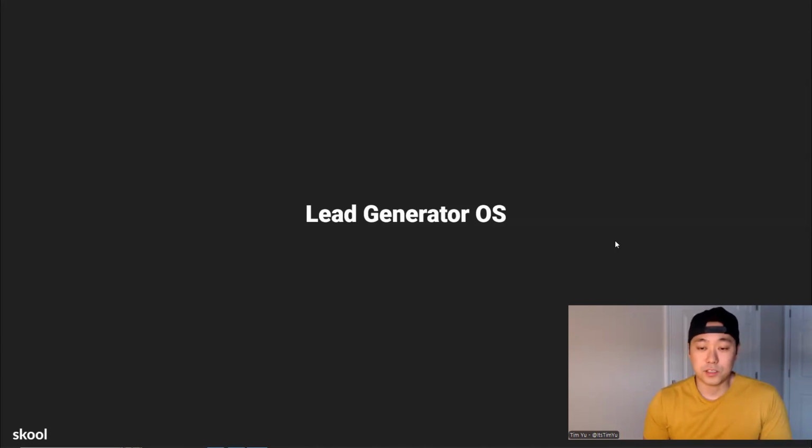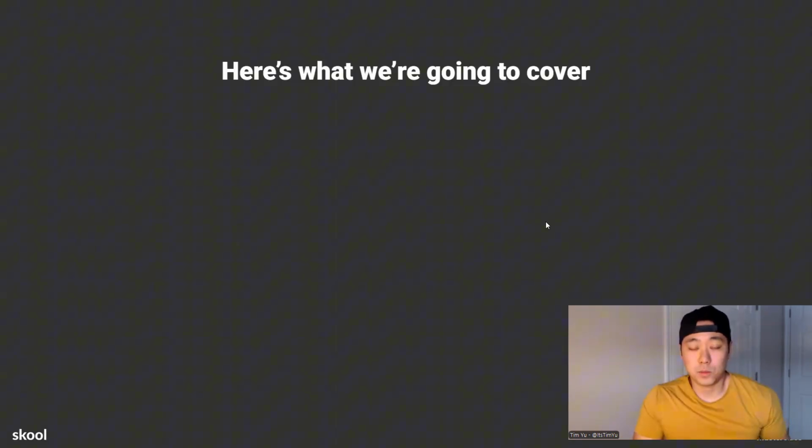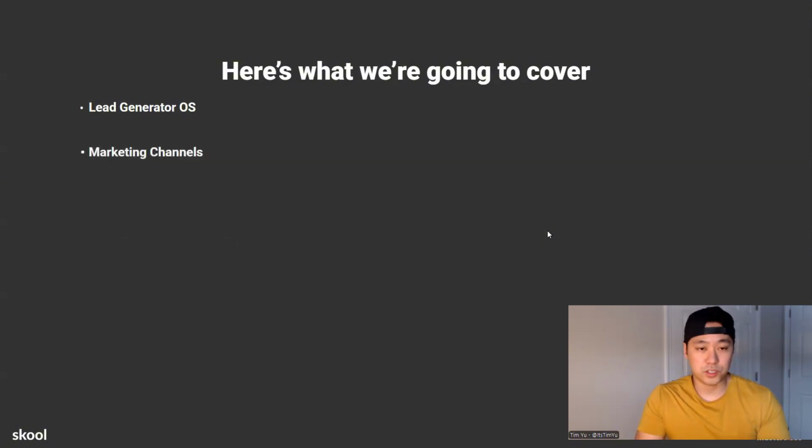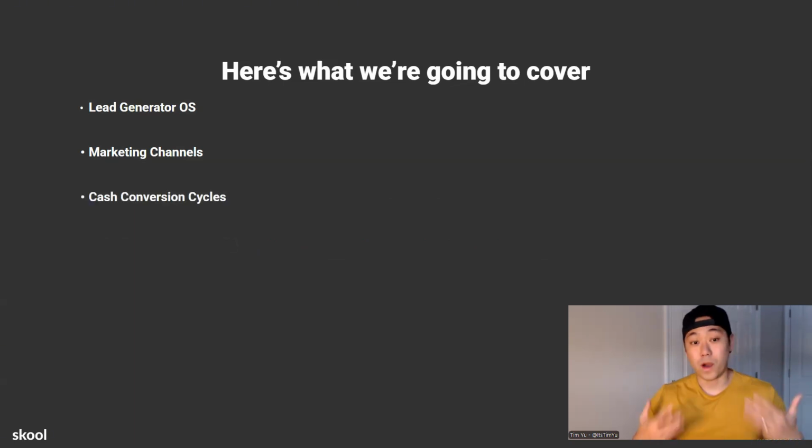Now we're going to get into lead generation, and this is the lead generator operating system. Here's what we're going to cover. We're going to cover the entire lead generator operating system course. We're going to talk about all the different marketing channels from inbound, outbound, and free. And then we're going to talk about cash conversion cycles, what they are, why they're important, and how to use them in your planning when you're picking a marketing channel.